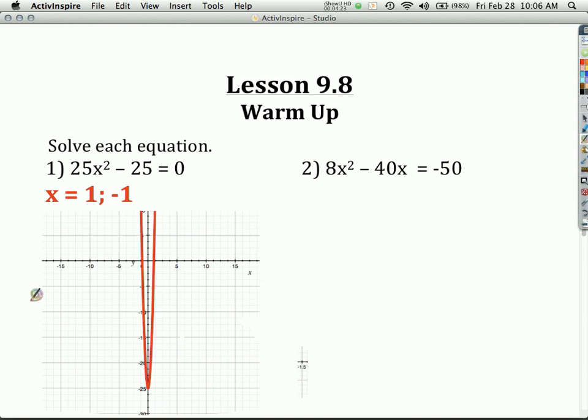It's hard to tell a little bit, but you can see that the parabola crosses the x-axis at two different points, here and here. And it crosses at 1 and -1. That's what solutions are. Solutions are the points where a graph crosses the x-axis. Number 2, what did you get as a solution?